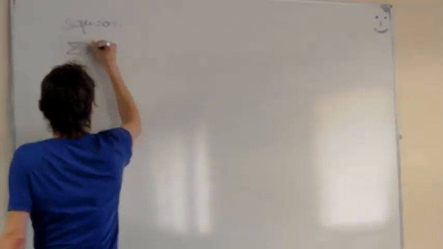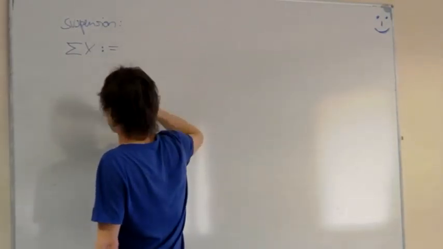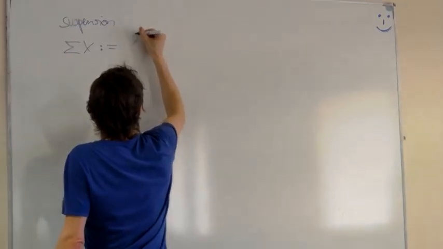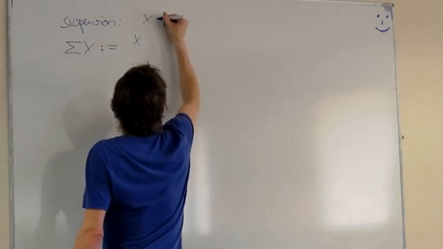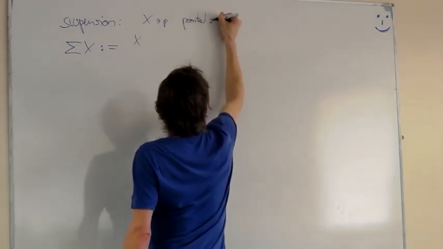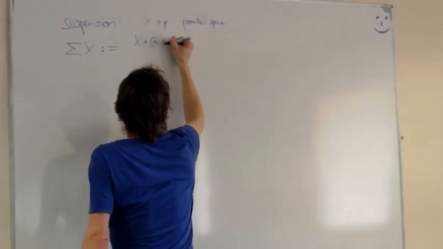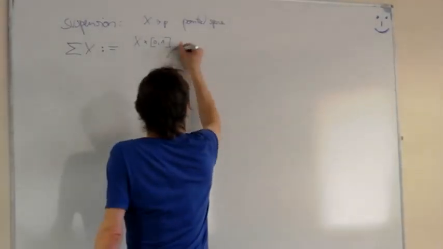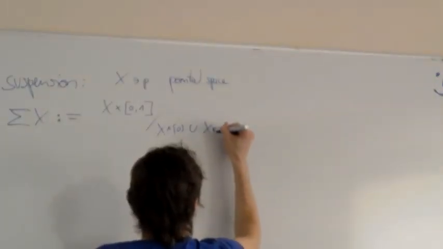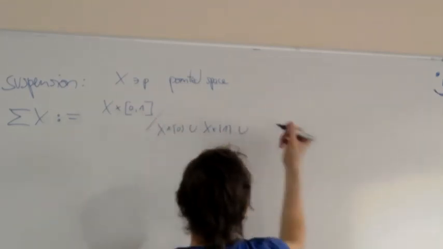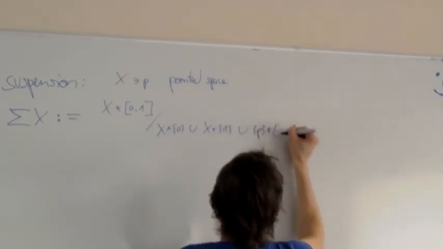Suspension is a construction of topological spaces. It works as follows. I have a space X, and I should take a pointed space, let's say. Then what I do with it, I take the product with the unit interval and I identify a few things down to one point. So I have X cross 0, and I have X cross 1, and let's say 0 is the base point of the unit interval, and I have this whole thing.